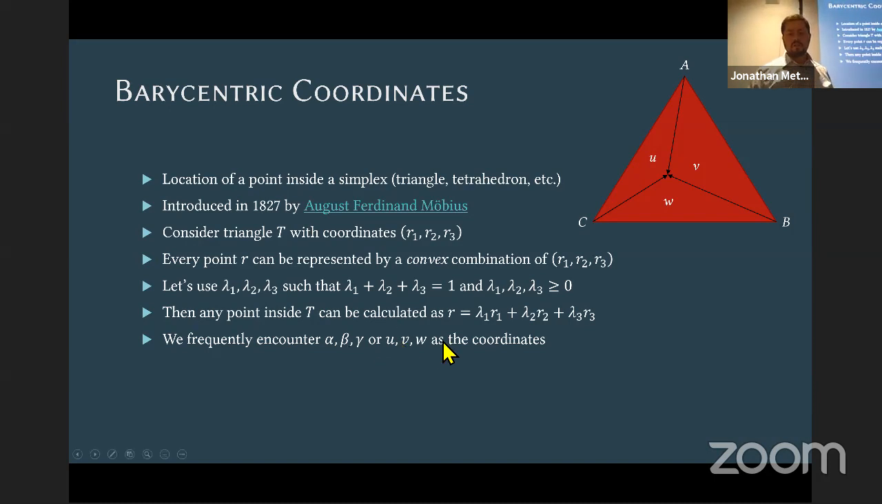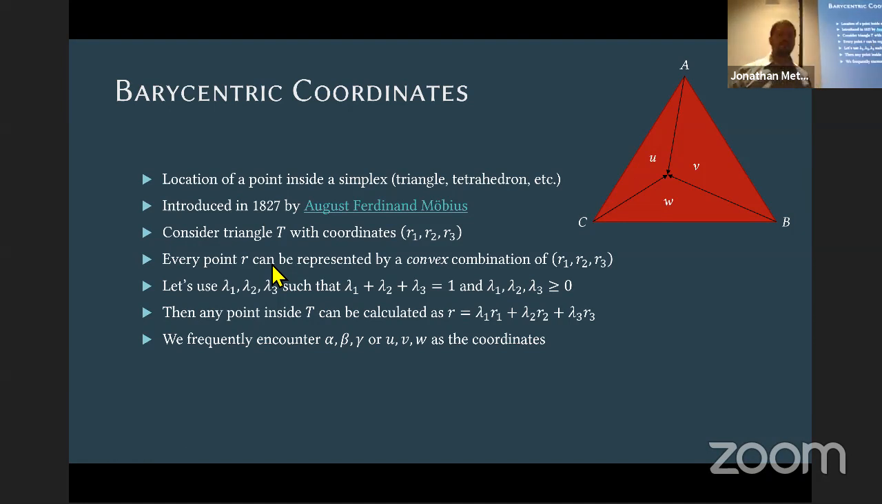Although we're going to stick to the alphabet here for the most part, so A, B, and C. But depending on where you read, I just wanted to show you, this is the Wikipedia information. So if you're on Wikipedia, you're going to see R1, R2, R3. And so then any point R can be represented by a convex combination of R1, R2, and R3.